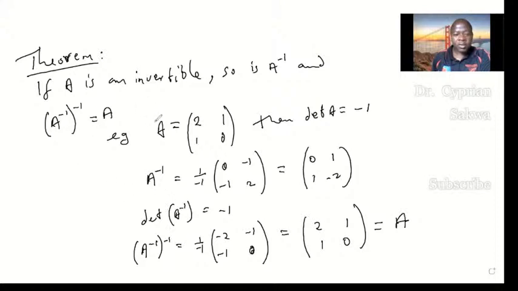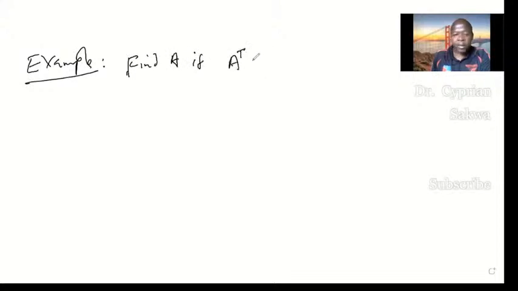So I want us to use the two theorems in the following example. What does the example say? Find A if the inverse of the transpose of A plus 2I, where I is the identity matrix, gives you 4, 1, 1, 0.